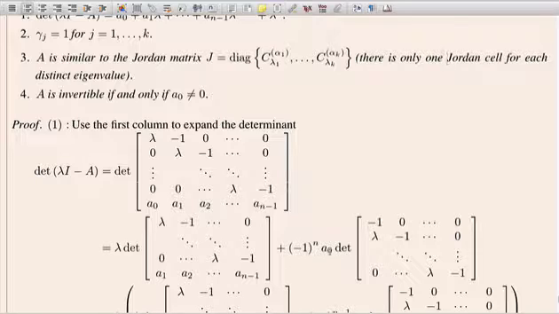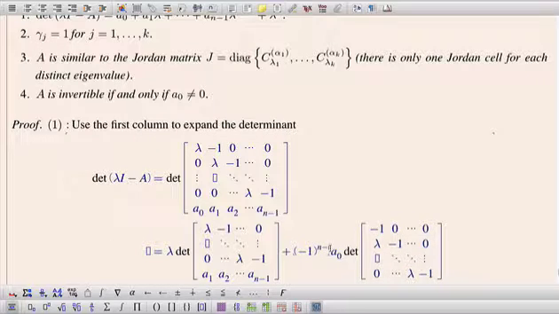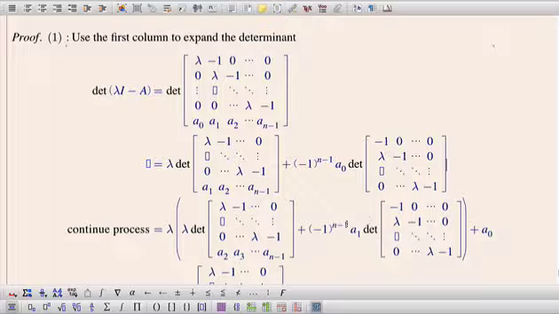Is it? Let's see. If it was in the second, that would be negative. So then we have a minus 1 here. So there is a sign change. And then A0 times the determinant of this matrix, which has minus 1s in the diagonal and lambdas in the subdiagonal. And then we continue this process.